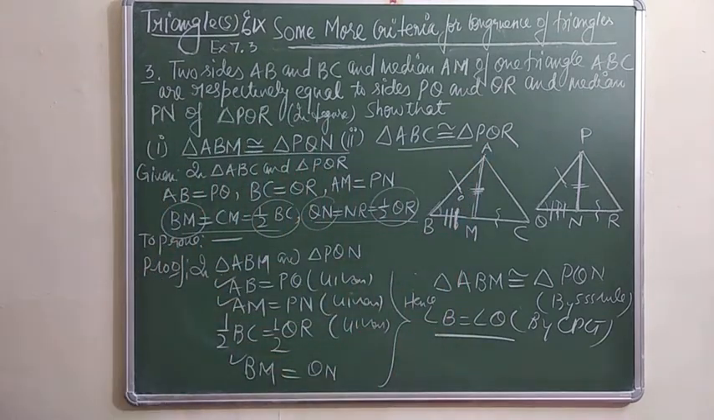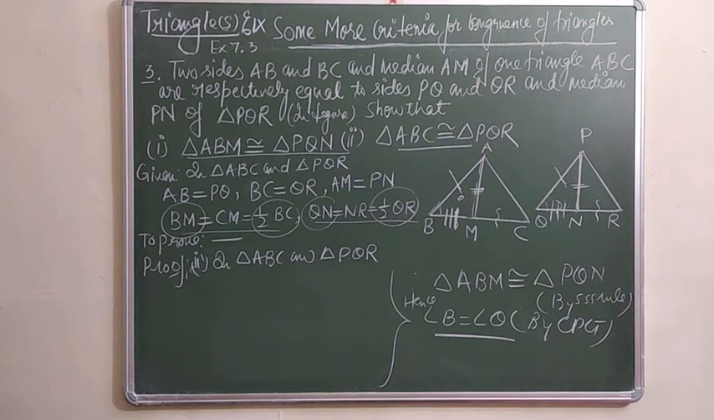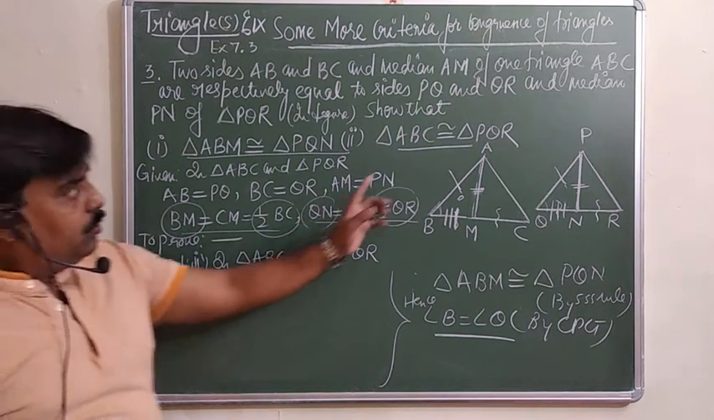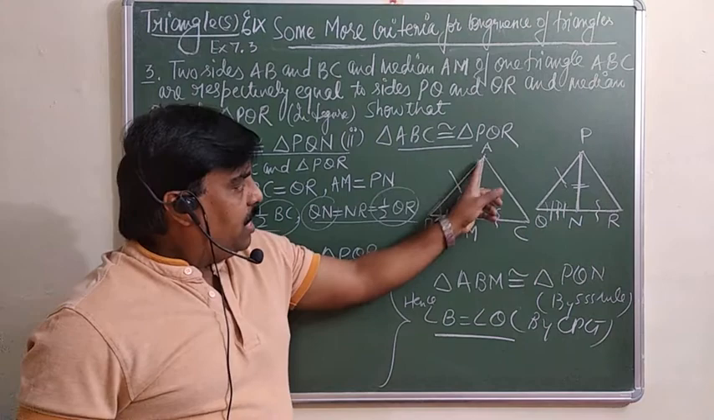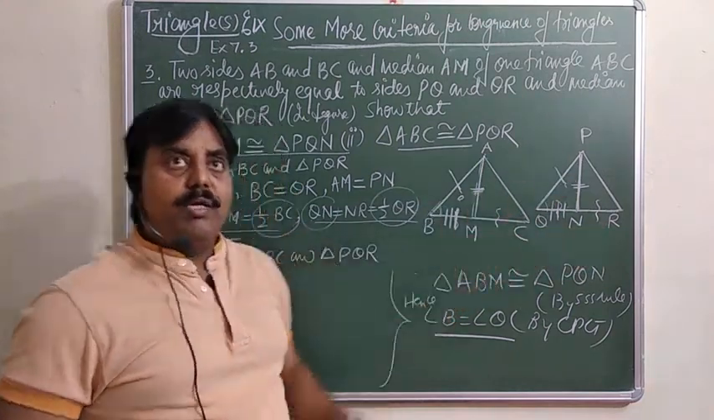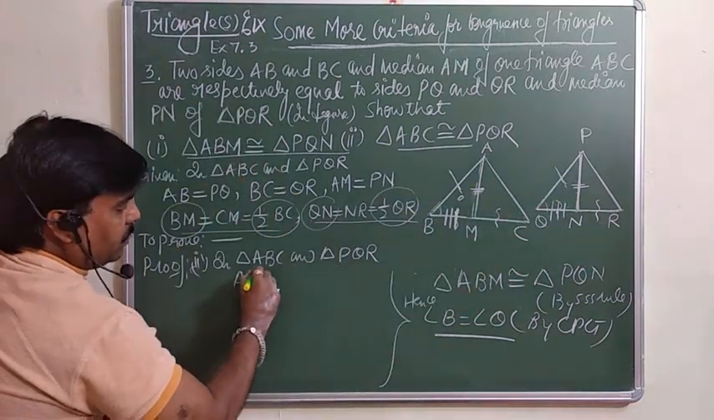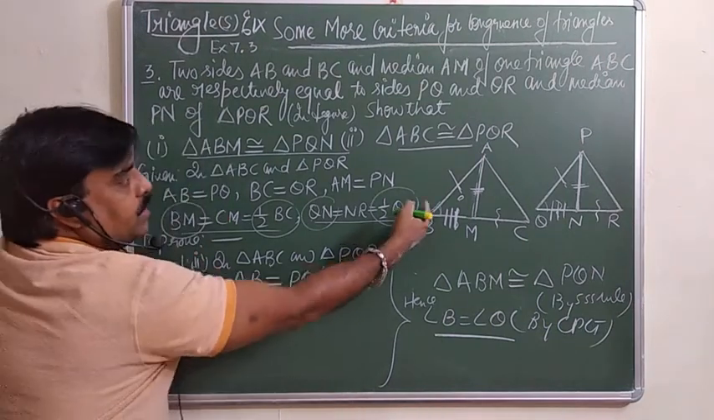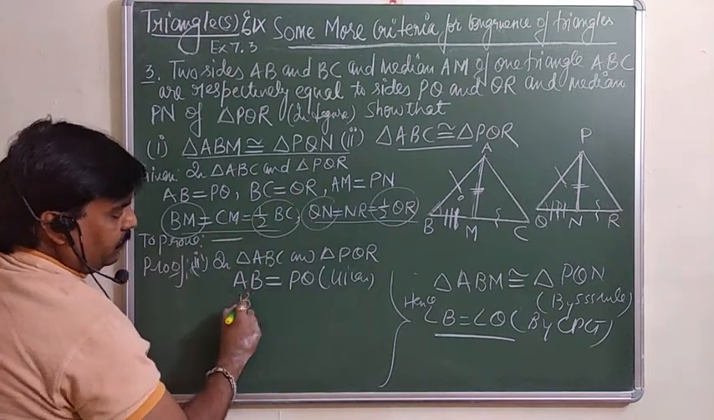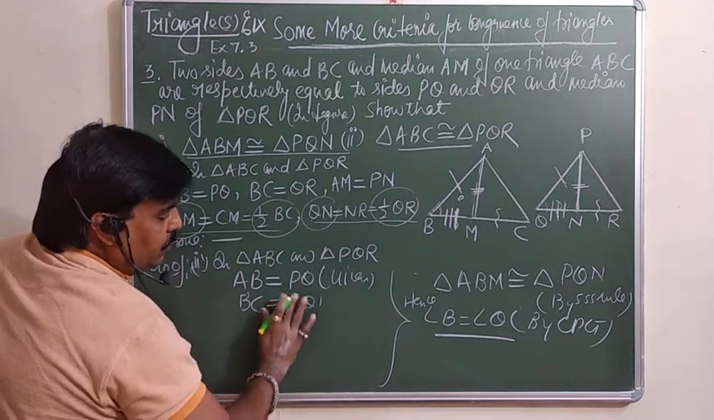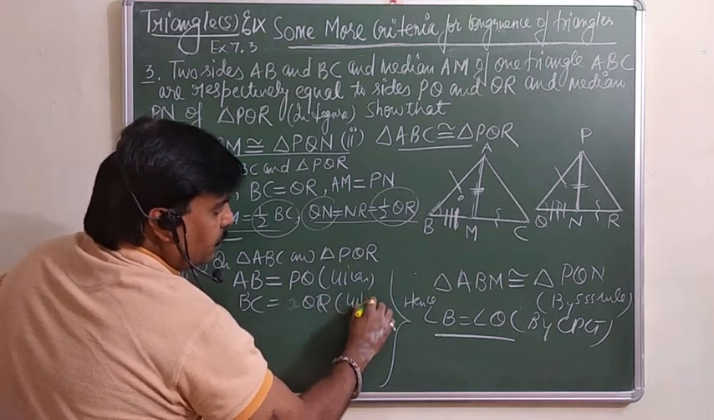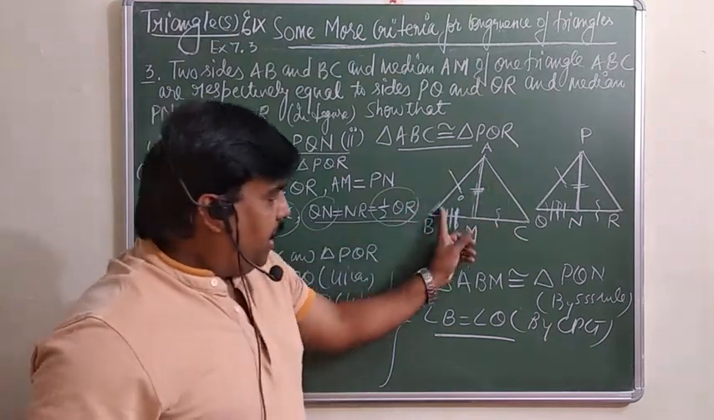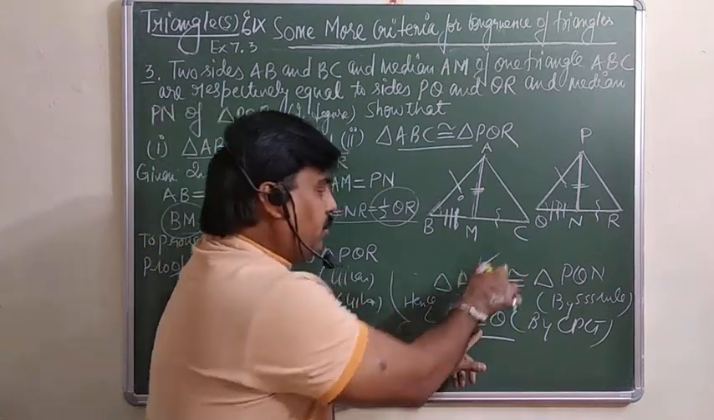Have a look. See now the second part is there. Triangle ABC and triangle PQR, you want to make them congruent. See now, AB is equal to PQ. This is already given. BC is equal to QR is also given. It means two sides are given equal. Angle B is equal to angle Q is already proved from here only.